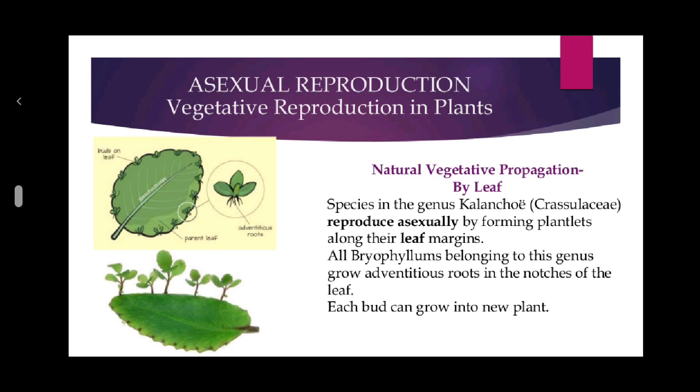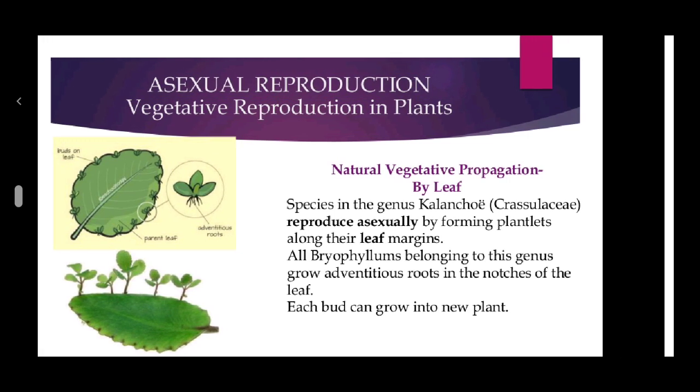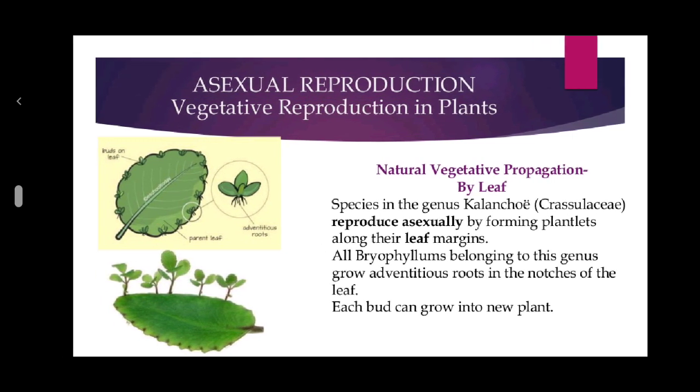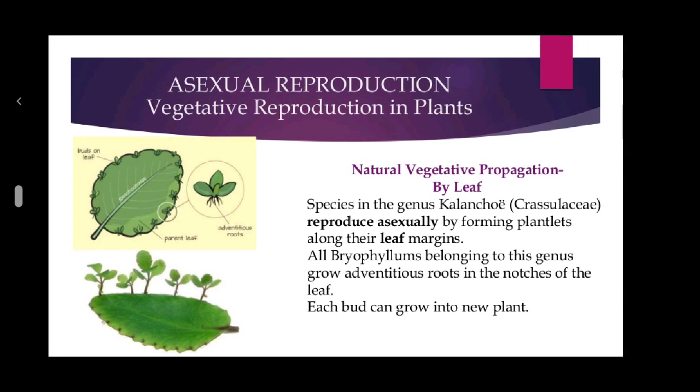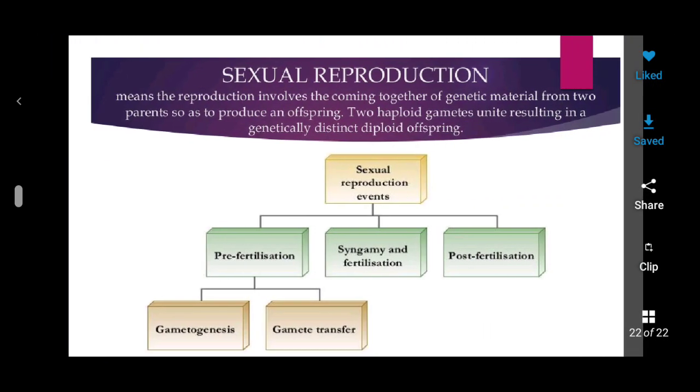Next, vegetative propagation in plants occurs by the leaf. The best example is Bryophyllum. Bryophyllum belongs to the plants which are present in marshy areas, and at the notches of the leaf, small plantlets grow, and when they fall from the leaf onto the ground, they are able to form a new organism. So this is the end of today's class.